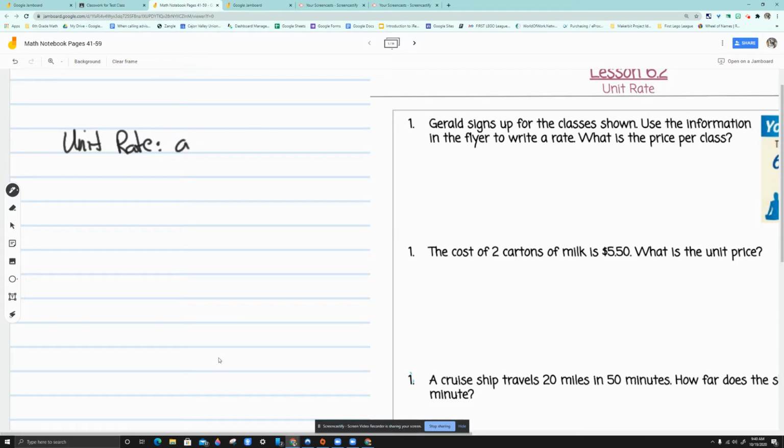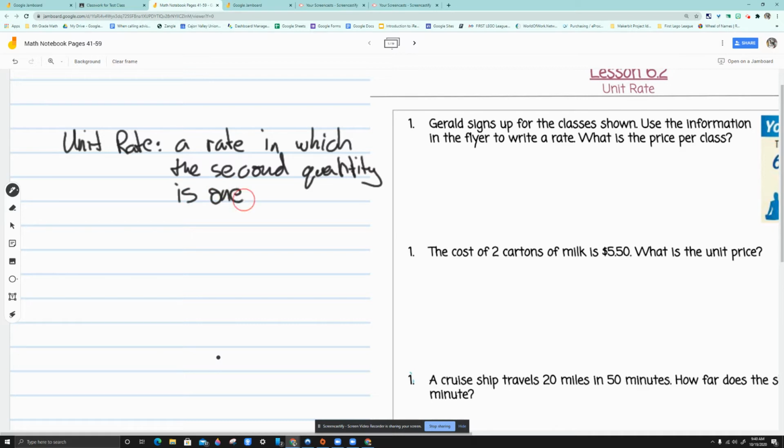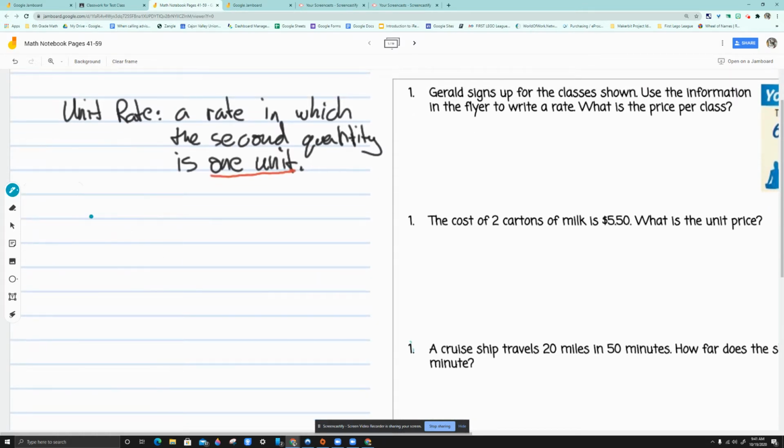It's a rate in which the second quantity is 1 unit. And I'm going to really underline this part right here. The second quantity is 1 unit. And the reason why I'm going to focus on that is because unit rate is really useful, and you see this all the time. So let me give you an example.